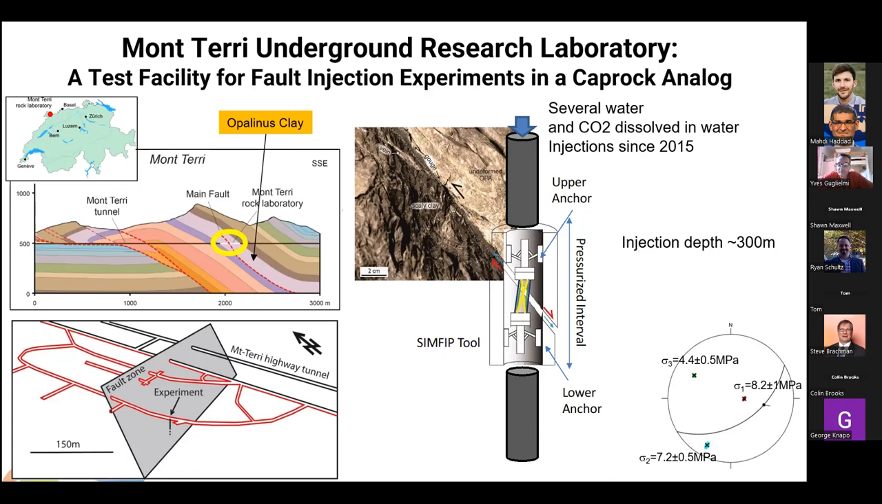Here, I just show an example of one probe we have been developing for years. It's a probe that is anchoring on both sides of the principal shear zone here, and that allows us to monitor the displacements of the fault in three dimensions, so we can get the slip and the opening. The depth of these experiments is quite shallow. You see it here, it's about 300 meters. And you have that stereogram here, which is showing the stress tensor and the principal stress magnitudes, which range from the minimum one between 4.4 and the maximum is about 8.